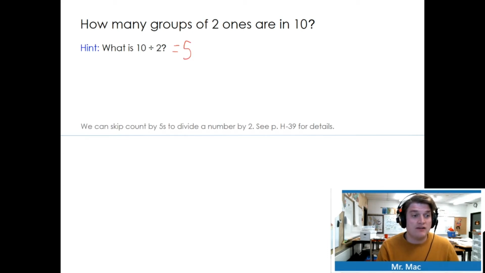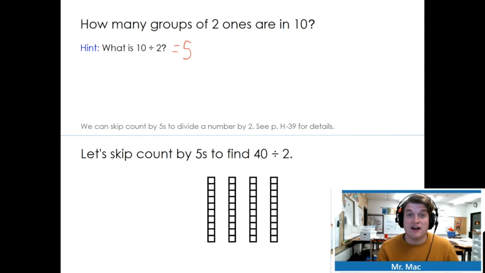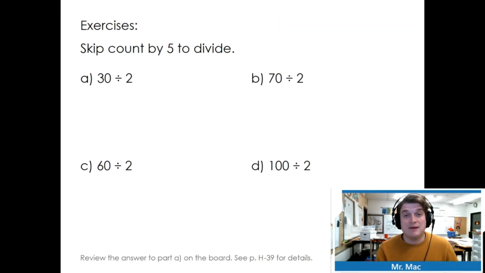We can skip count by 5s to multiply a number by 2. Let's skip count by 5s to find 40 divided by 2. 5, 10, 15, 20. We find out our answer is 20. Skip count by 5s to multiply. Again, I'm going to start by drawing my tens blocks, 10, 20, 30, and then I'm going to skip count by 5s to find my answer, 5, 10, 15. Go ahead and try the next couple.